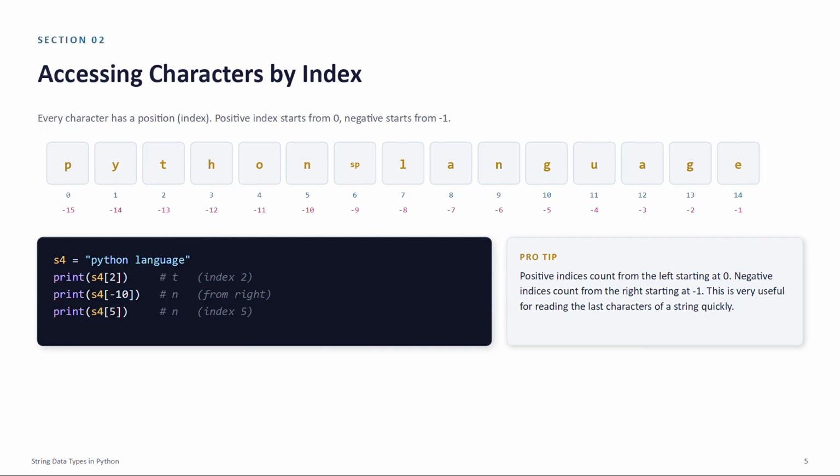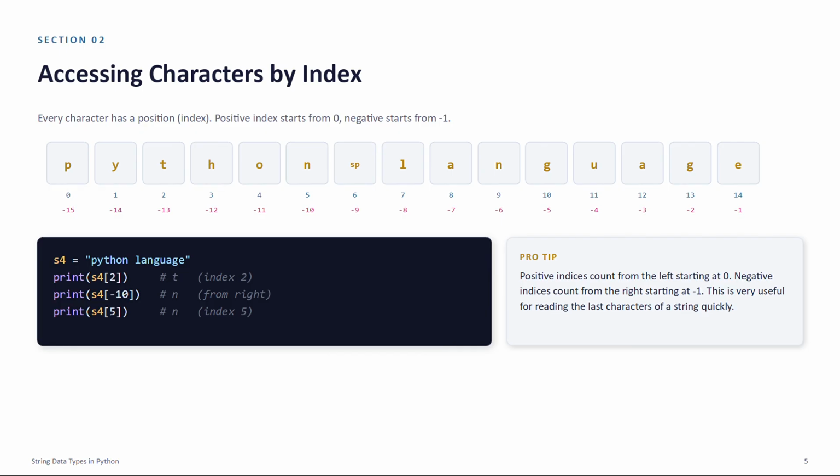So s4 of 0 is equal to P, 1 is equal to Y, 2 is equal to T. Negative indexing counts from the end, and the last character is -1. It is very useful when you want the last character without counting. The most common mistake is that students forget indexing starts from 0. The first character is at position 0, not 1. So if I want the character at index 2, that is s4 of 2.